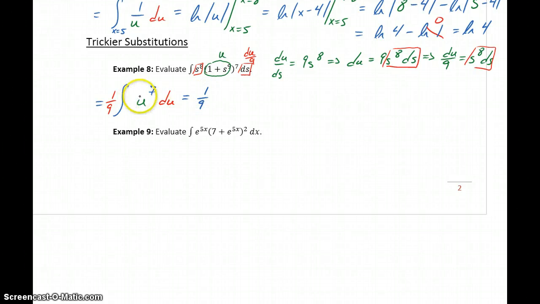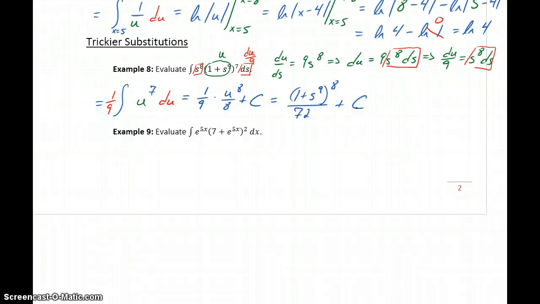So this will become 1/9 times the integral of u to the 7th, which will be u to the 8th over 8, plus some constant c. So multiplying our denominators together and swapping back in for u, we'll get 1 plus s to the 9th to the 8th power over 72 plus some constant c.